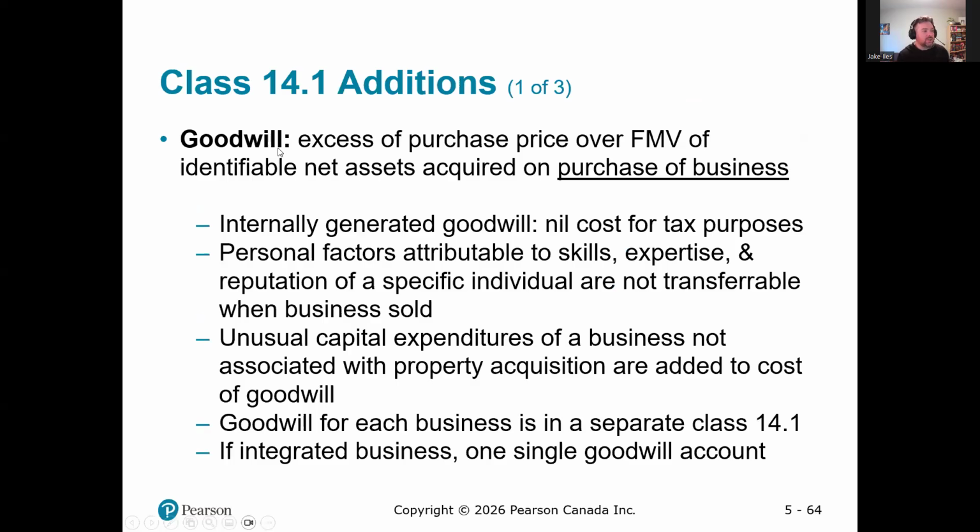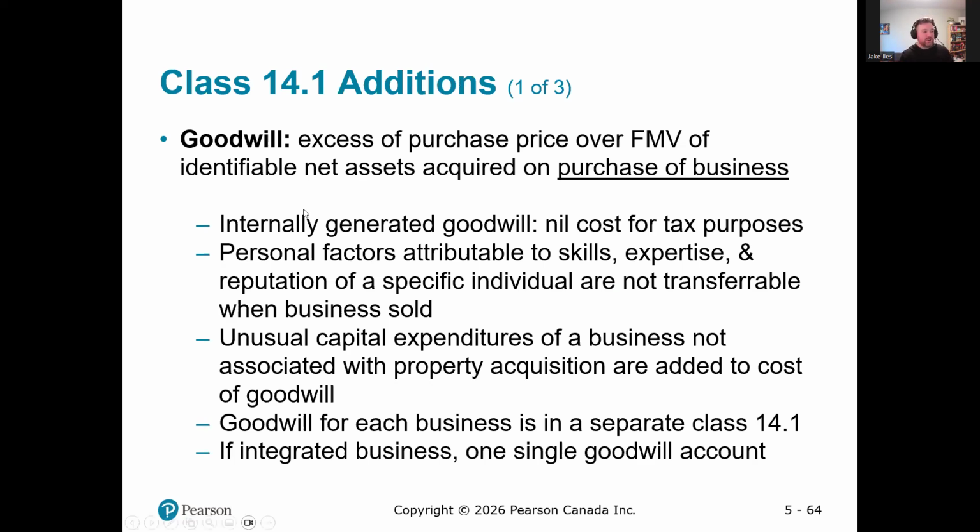Class 14.1 is goodwill, the excess of purchase price over fair market value. So when I buy an asset or when I buy a business, they tally up the value of all the assets. Let's say it's $1 million. But when I purchased it, I paid 1.3. The CRA considers that goodwill makes up that additional amount. If I only got $1 million of value, but I paid 1.3, I must have seen $300,000 of additional value. If this is a fair trade, I must be getting $300,000 of something.